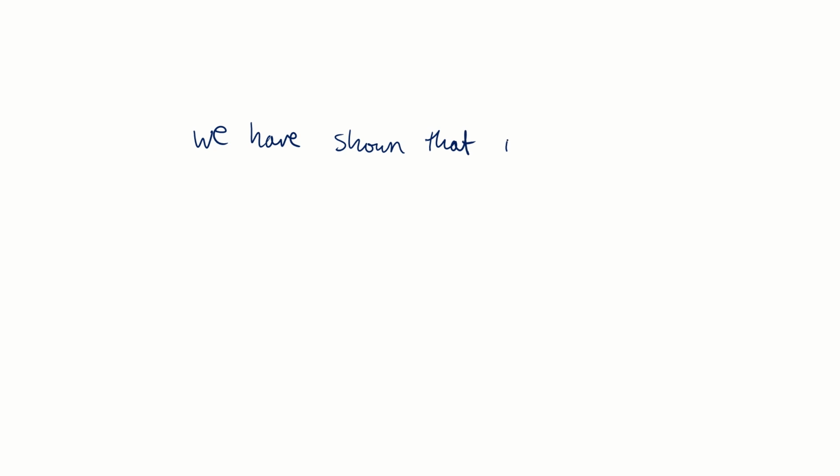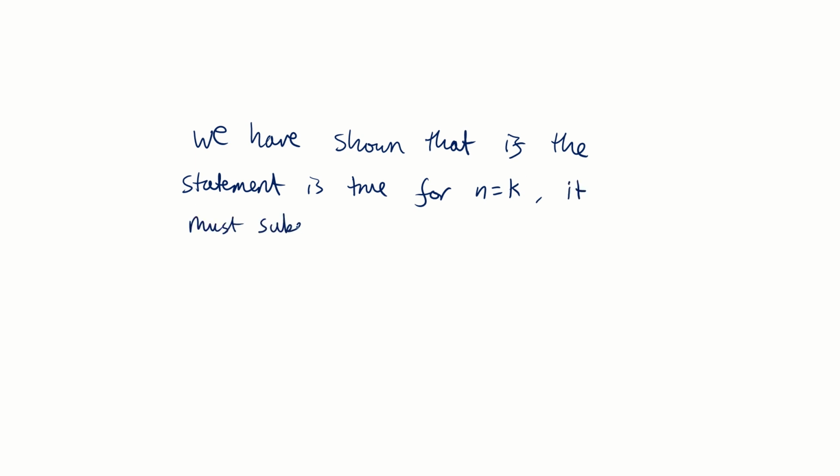that if the statement is true for n equals k, it must subsequently be true for n equals k plus 1. So that's the first bit you need to take off, showing that if it's true for n equals k, it must then be true for n equals k plus 1.